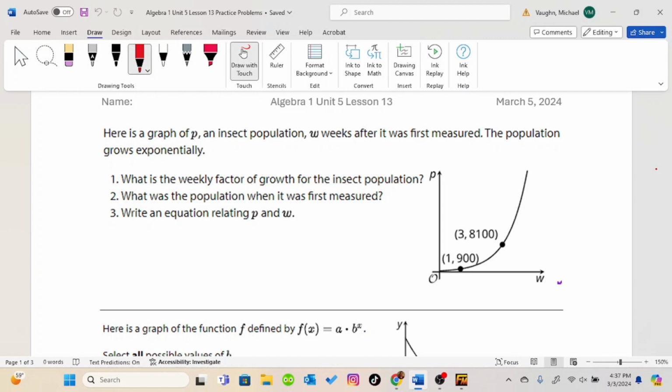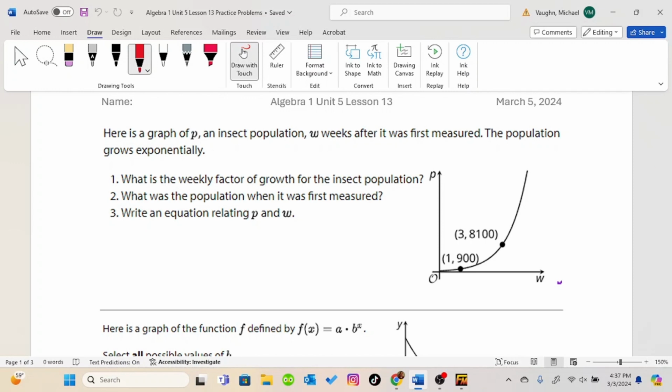Here is a graph of P, an insect population, W weeks after it was first measured. The population grows exponentially. Number 1, what is the weekly factor of growth for the insect population?